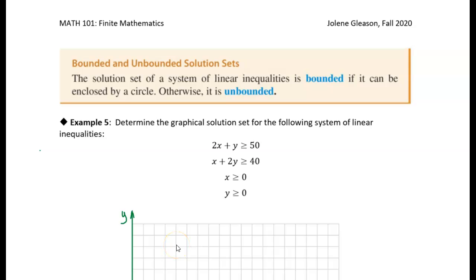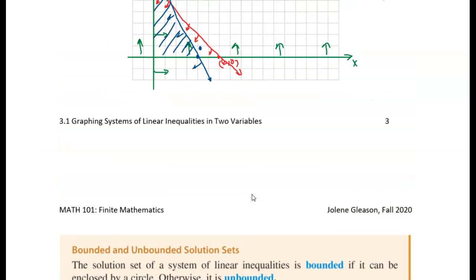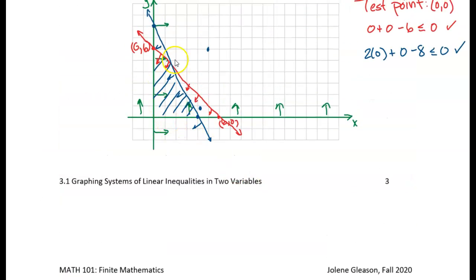All right, so let's talk briefly about bounded and unbounded solution sets. In the previous example, you can see that we have this nicely defined region. It's got boundaries on every side, and we could draw a circle around the solution set, and the whole solution set could be contained in the circle.